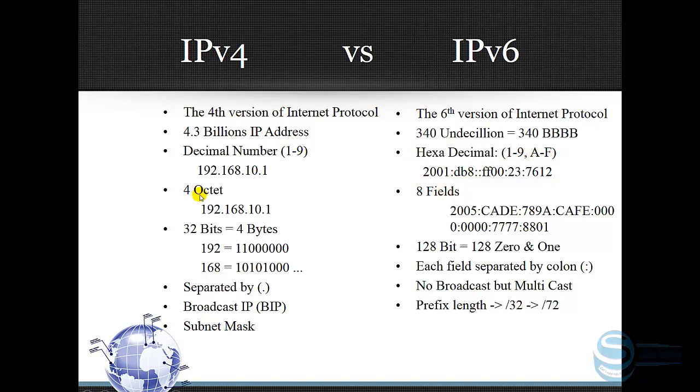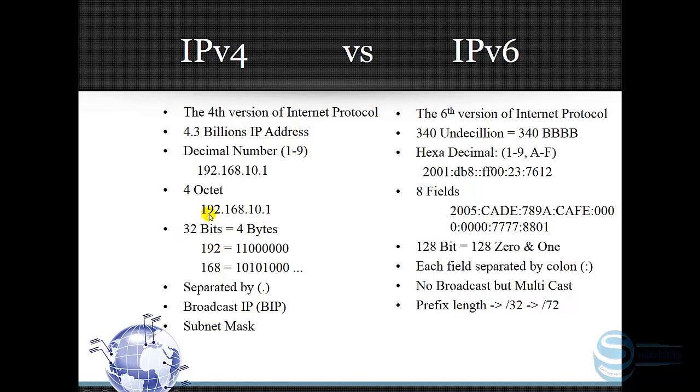And IP version 4 has 4 octets. You can see this is 1 octet, 2 octets, 3 octets, and 4 octets. But on the other side, IP version 6 has 8 fields. You can see 1, 2, 3, 4, 5, 6, 7, 8 fields. And each IP version 4 address equals 32 bits.